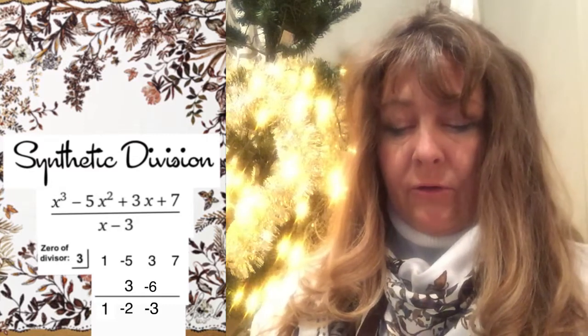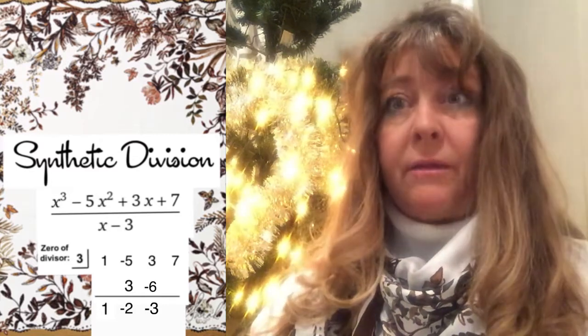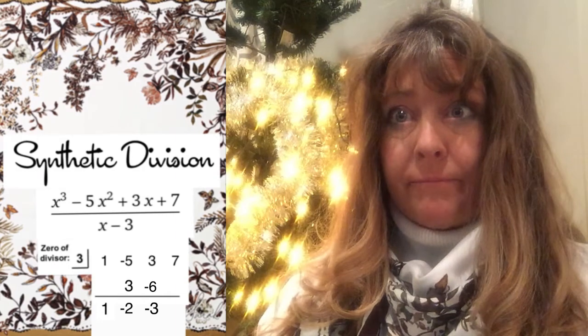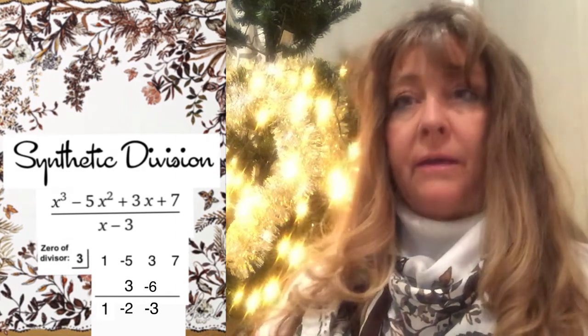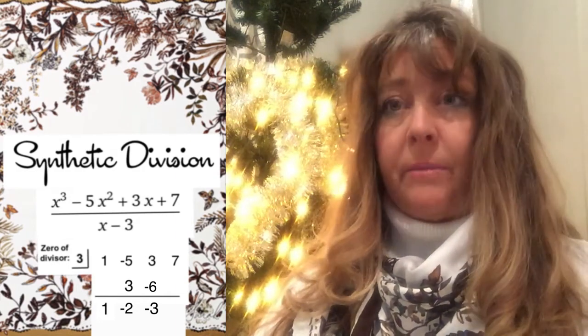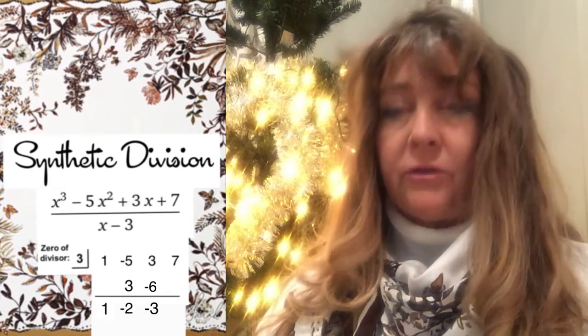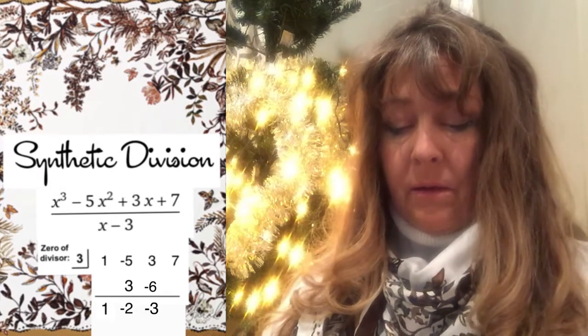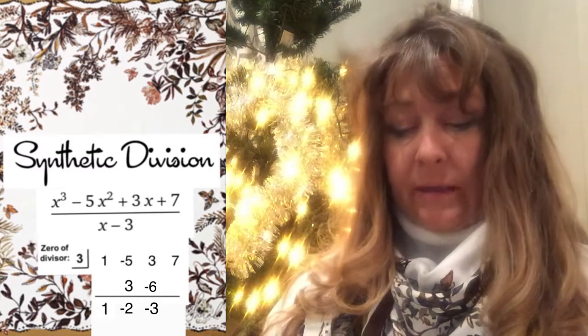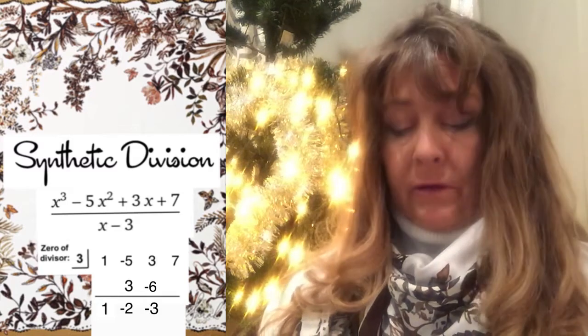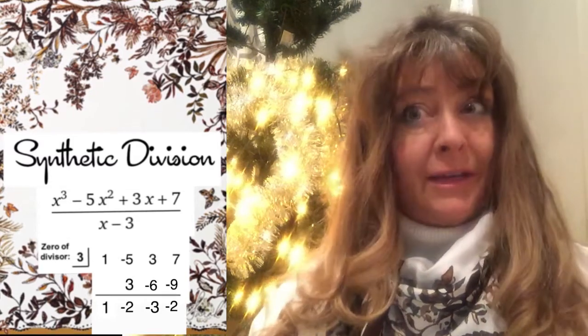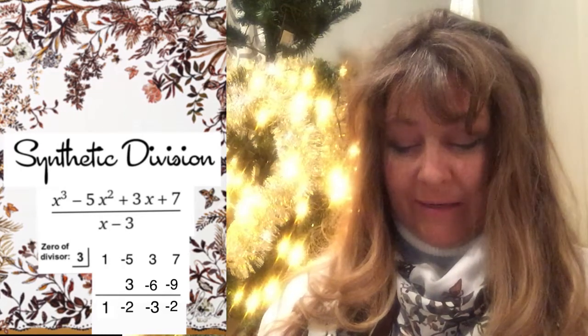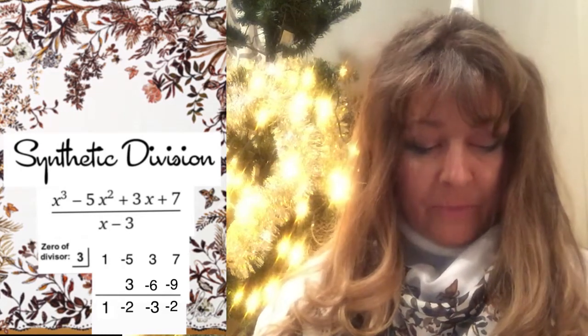Then you're going to multiply the 3 by the negative 2. That equals negative 6, and so you will put that under the third coefficient, under the 3. Then 3 minus 6 equals negative 3. I don't know if you can guess what we'll do next, but you're just going to keep repeating the steps till you get to the end of the problem.